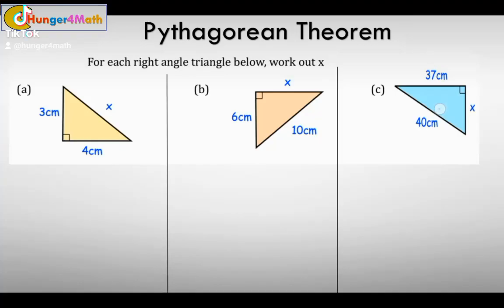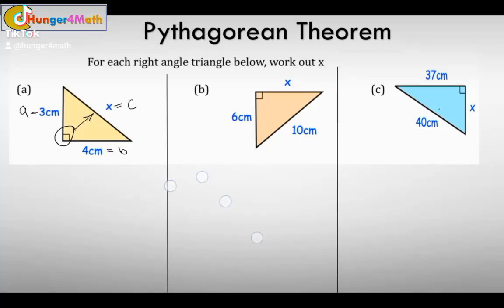Let's try this. For each right angle triangle below, work out x. On letter A, the first thing we need to do is to find the longest side, and that is the opposite side of the right angle. So x here will represent C, 4 cm will be B, and 3 cm will be A. For the shorter sides, you can do either way or vice versa.